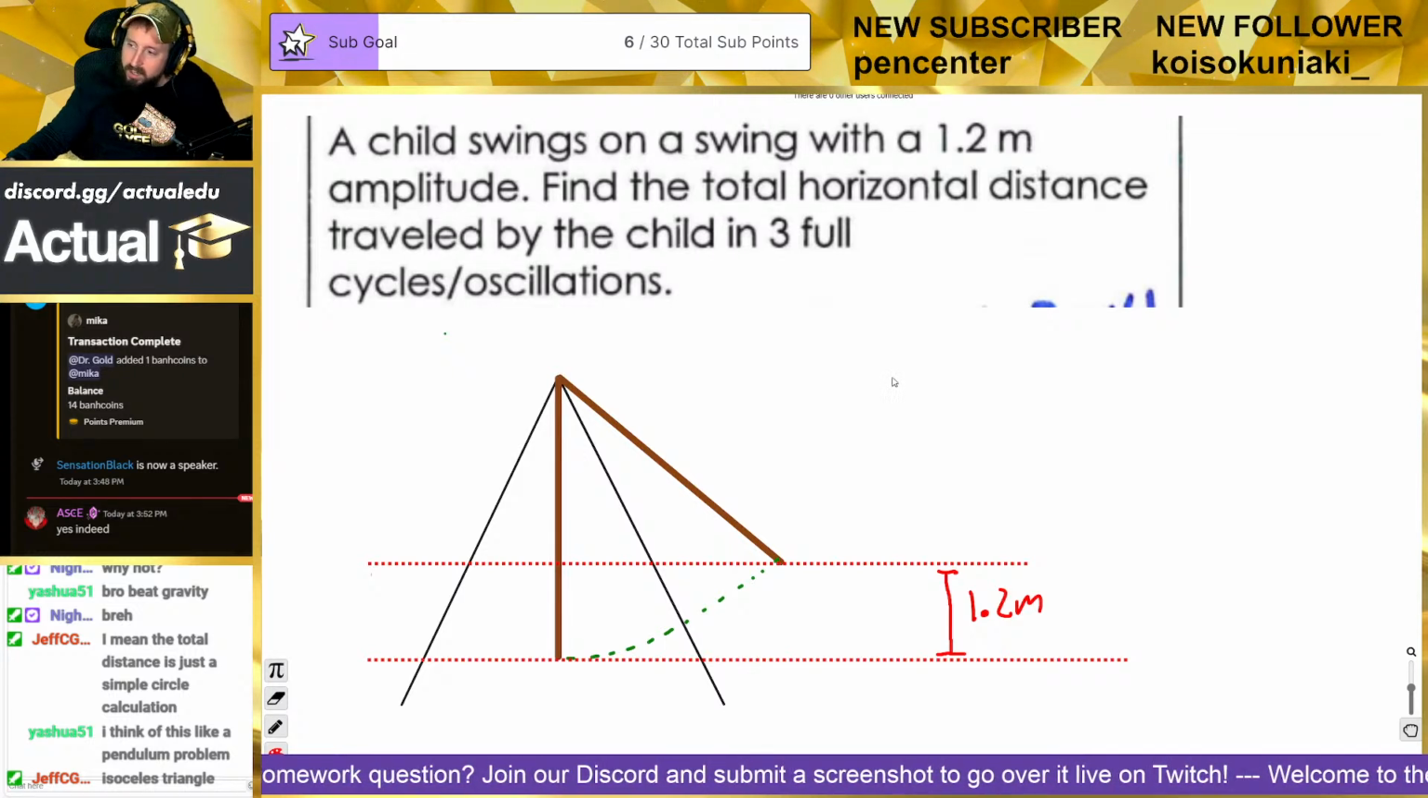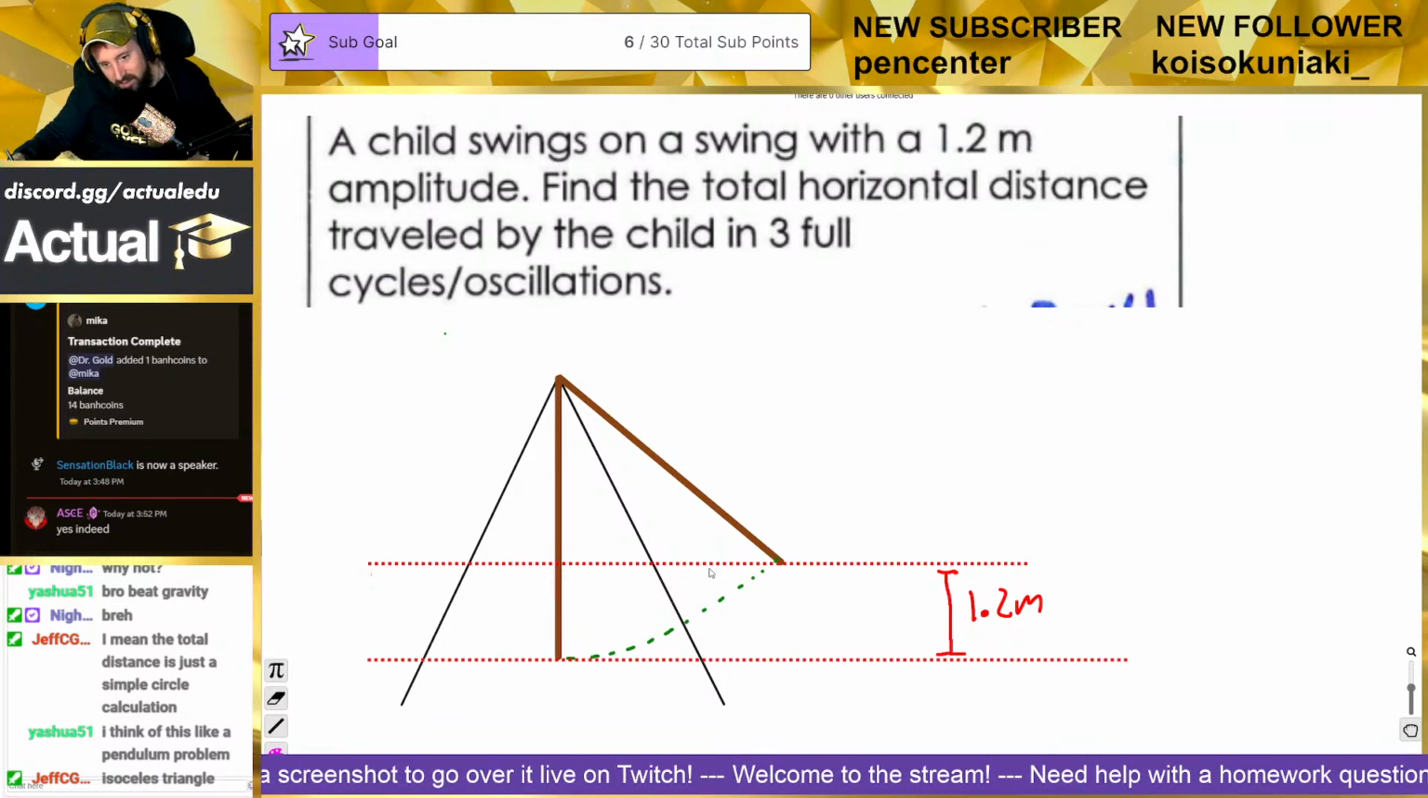Isosceles triangle. Okay, maybe. But then I need to know what this angle is. I don't. Okay, whatever. Let's try to do this.